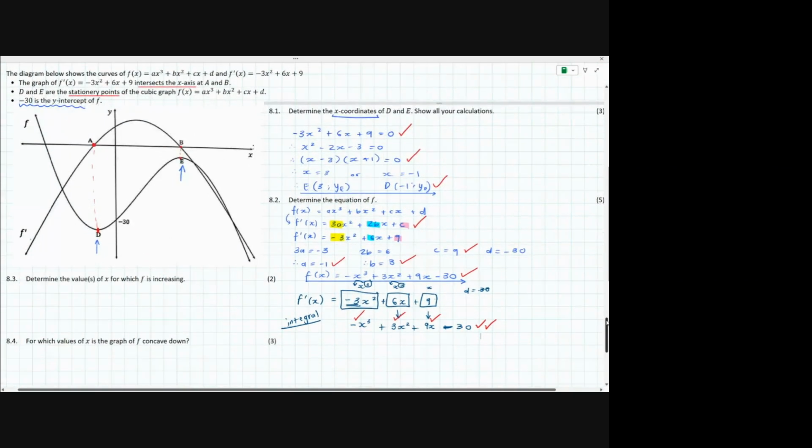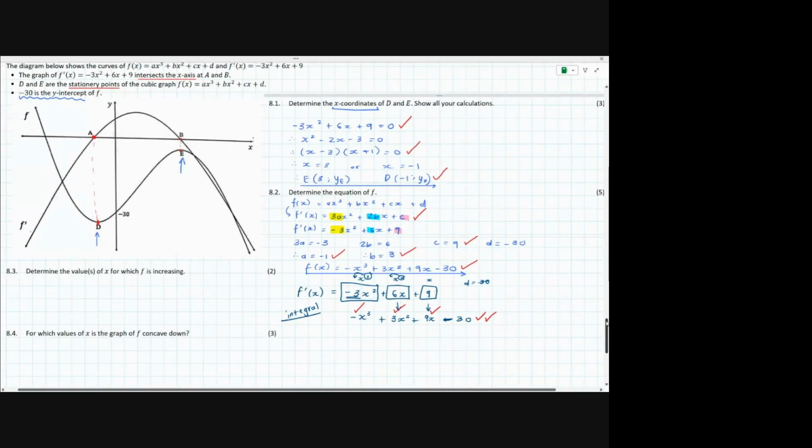Okay. So let's have a look at 8.3. 8.3 is asking us to determine the value or values of x for which f is increasing. So f is my cubic function. My cubic function is only increasing in between these 2 turning points. I can't highlight, but you understand what I'm trying to say. Because we have established where these 2 turning points are: D is at -1 and some y coordinate, and E is at 3 and some y coordinate. We have the x coordinates, we have the x values. Okay, so we can go from there.